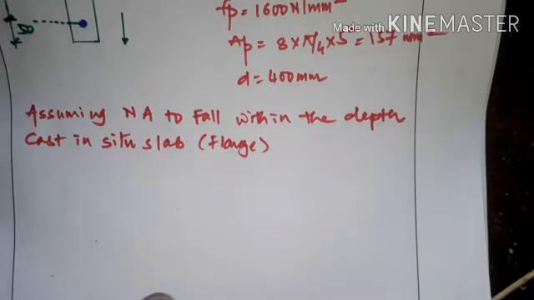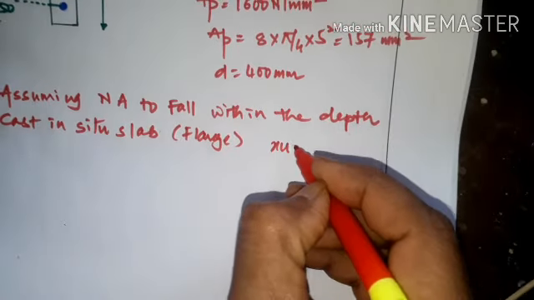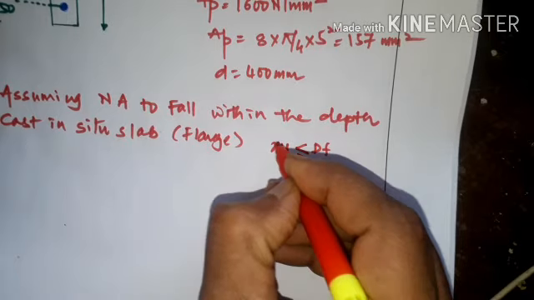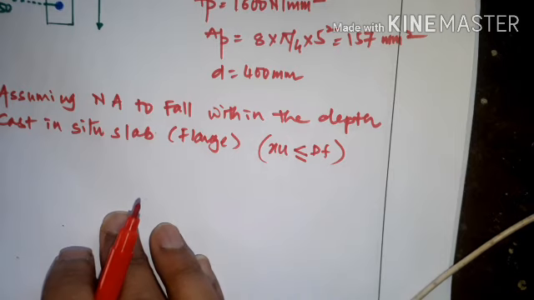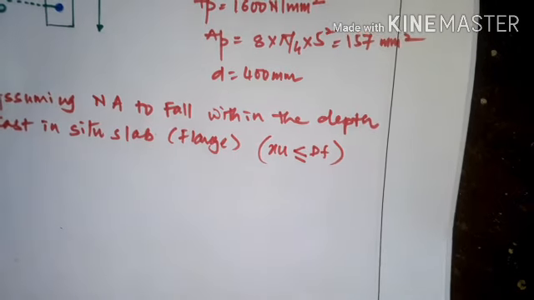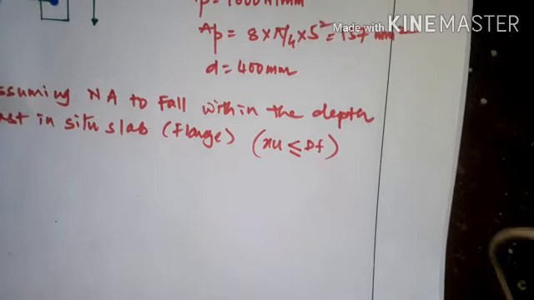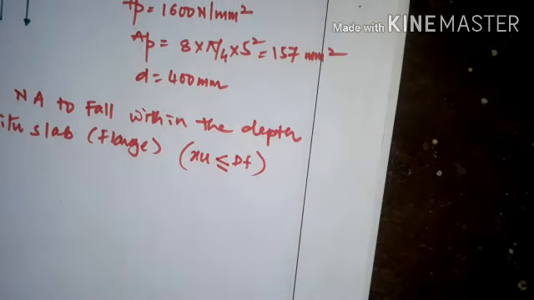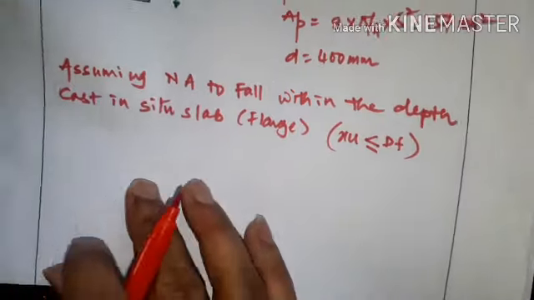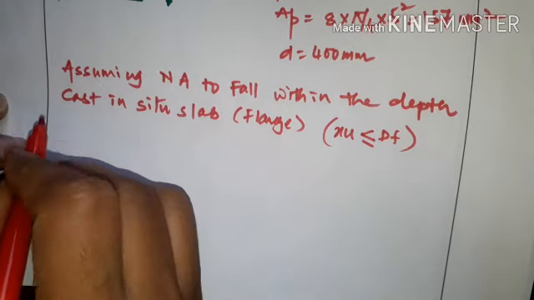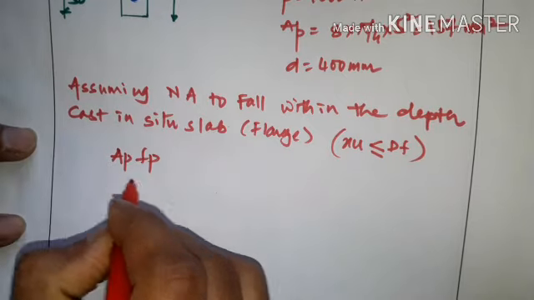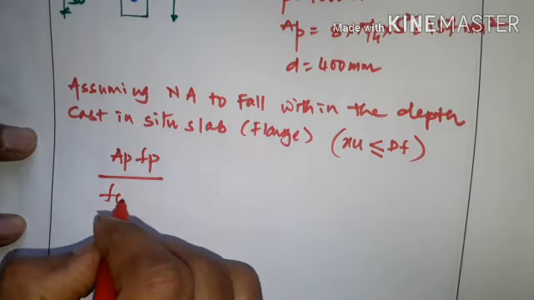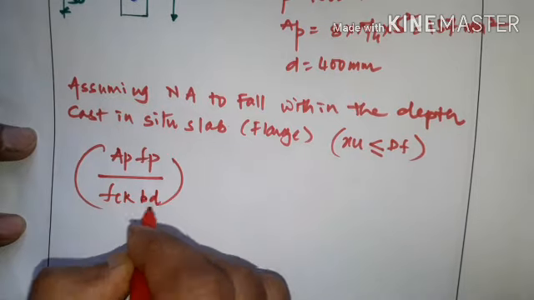So we'll calculate the reinforcement ratio. I'll assume that XU is less than or equal to DF. That is nothing but lying within the cast in situ slab or flange, that is, XU less than or equal to DF. Okay, so that is the first. Then, as per the assumptions, we need to calculate the reinforcement ratio, that is AP into FP divided by FCK B into D.